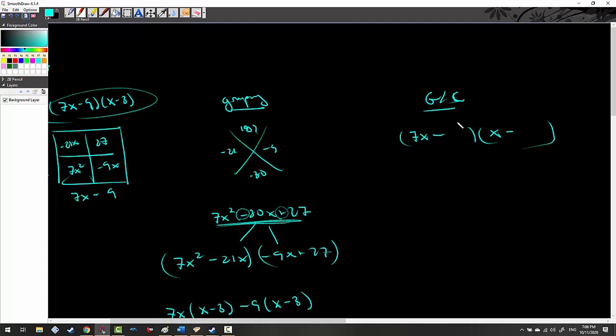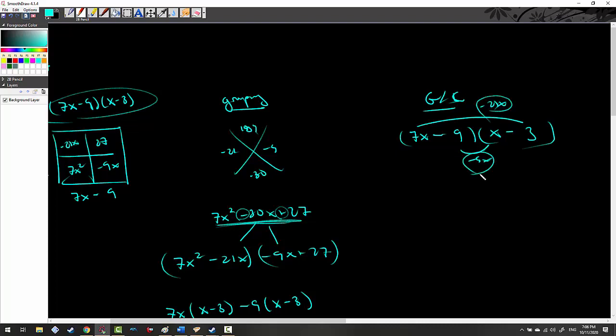Now, let's say, for example, I guessed wrong. I put a 3 here and a 9 here. Well, when I check, I'm going to get negative 63x, and I get negative 3x. There's no way these guys can combine to become negative 30. So what I do is I swap the order, and I say, okay, maybe the order of the multiplication matters. And now when I check this guy, I get a negative 21x and I get a negative 9x.